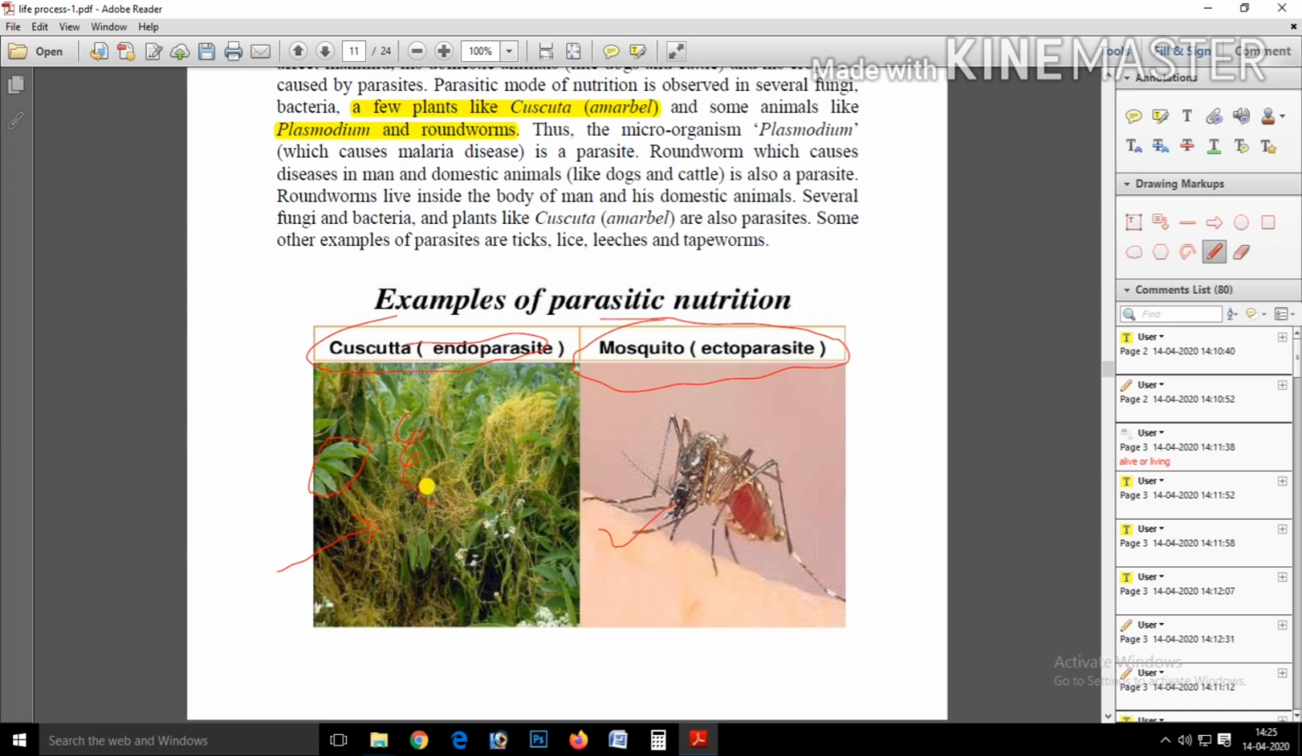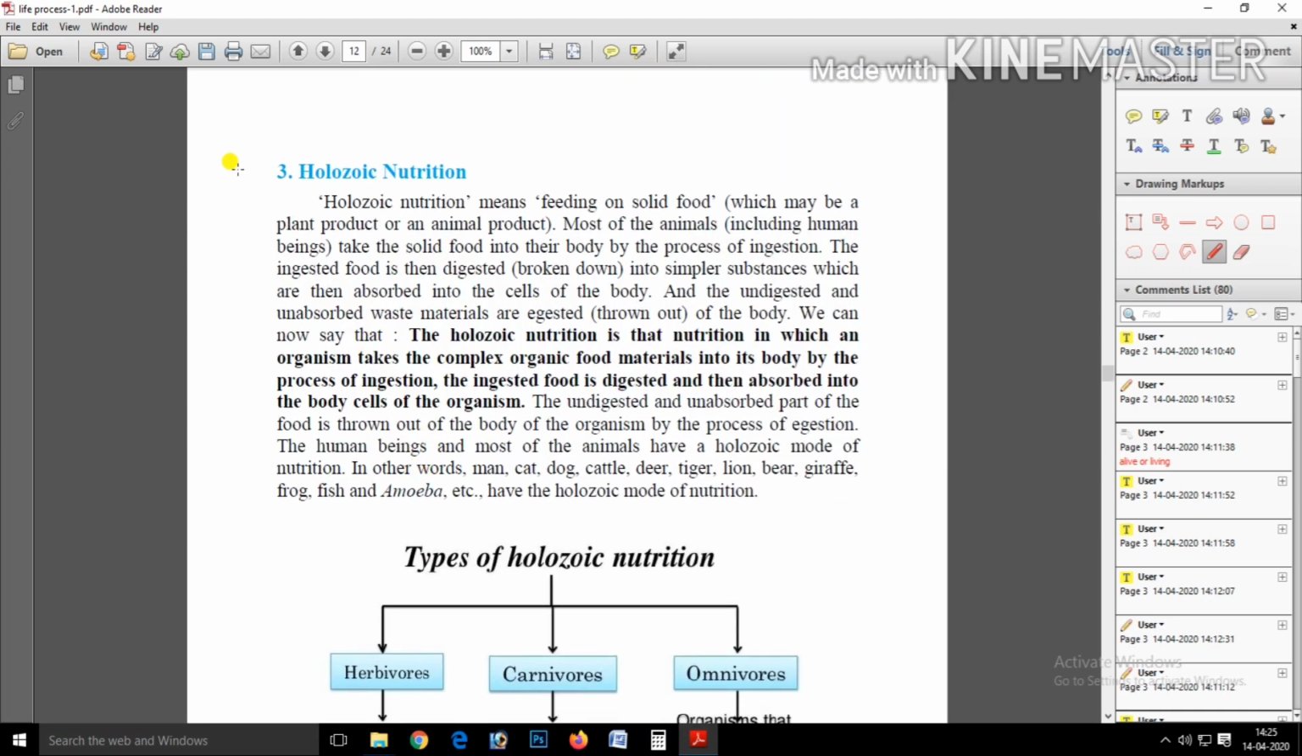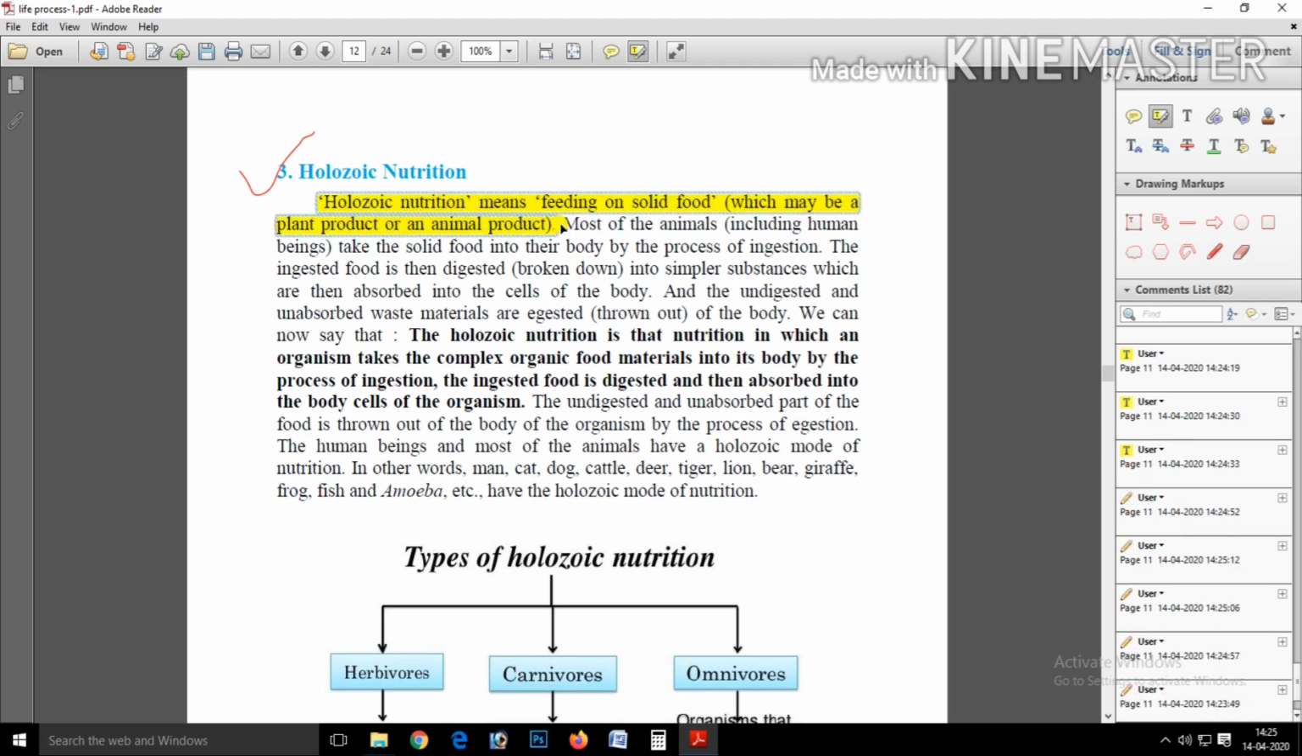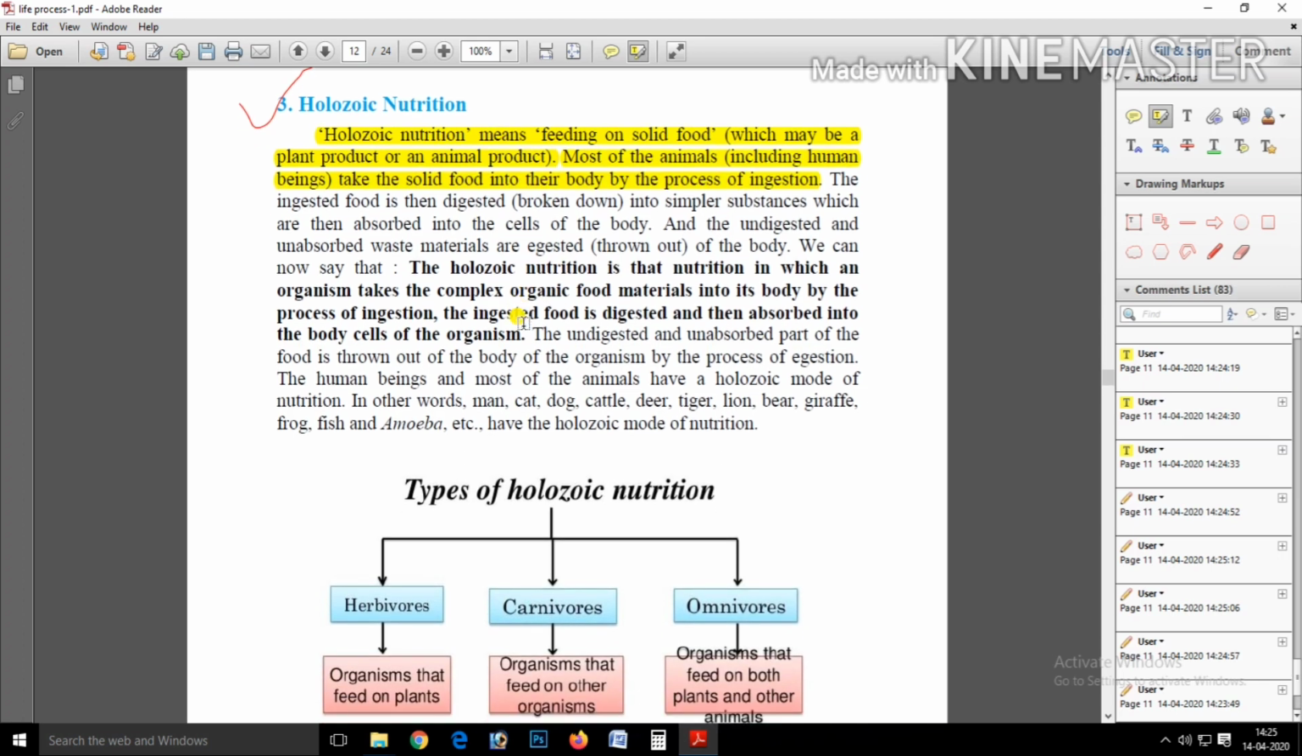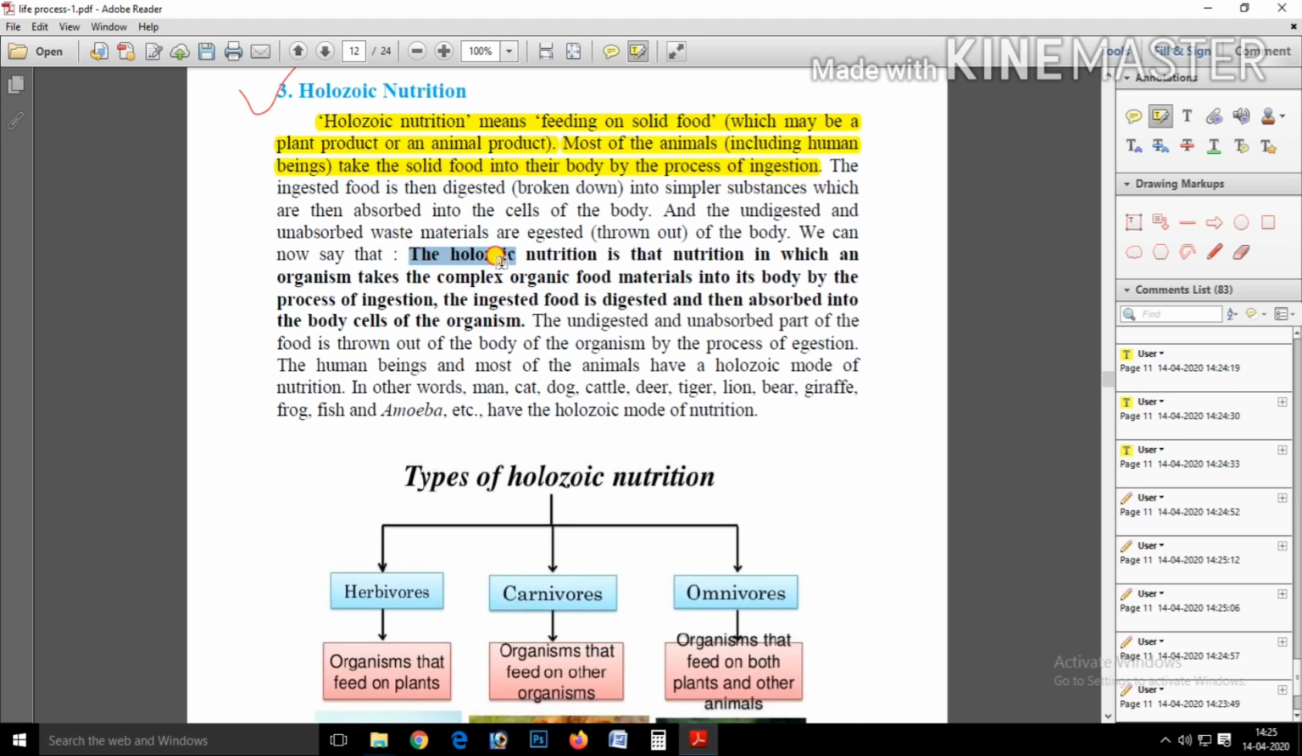The next one is holozoic nutrition. The holozoic nutrition means feeding on the whole solid food, which could be plant product or animal product. Most of the animals, including humans, have holozoic nutrition. So the holozoic nutrition is the nutrition in which organisms take the complex organic food materials, that means the whole solid food.